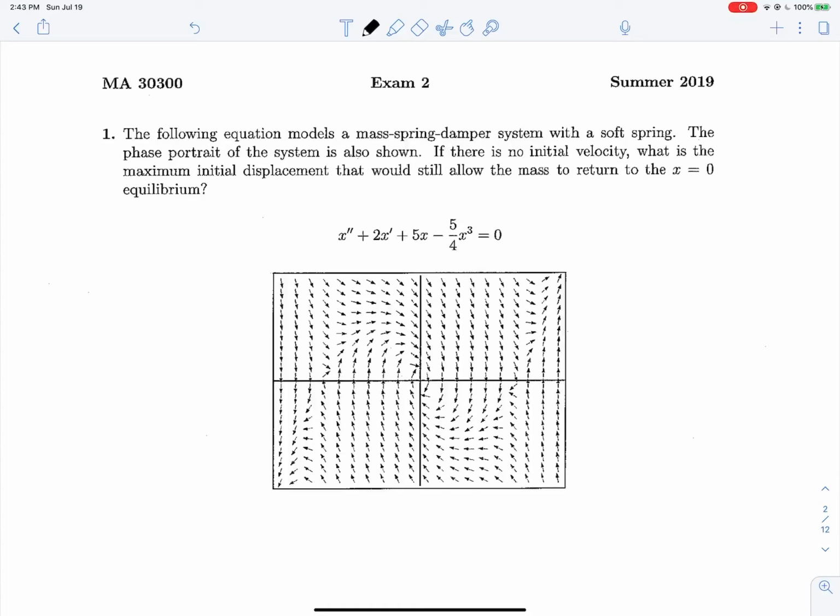Okay, so what can we do here with this equation that we're given? Because what we would like to do is turn this into a system of two almost linear equations that we can then go analyze for critical points.